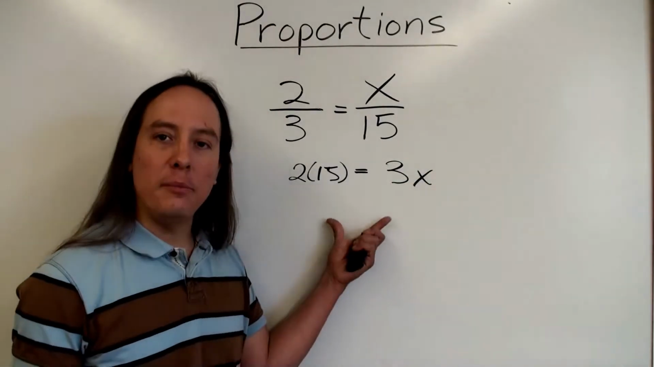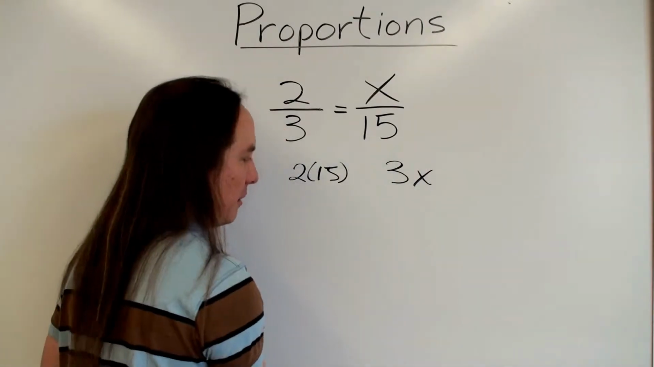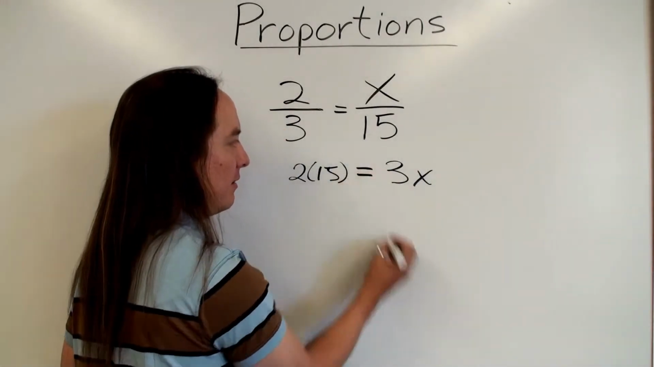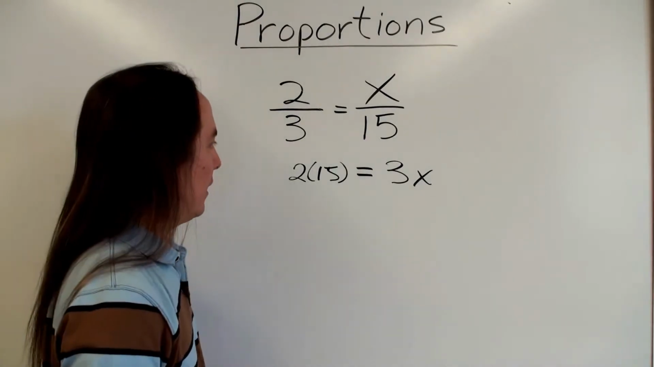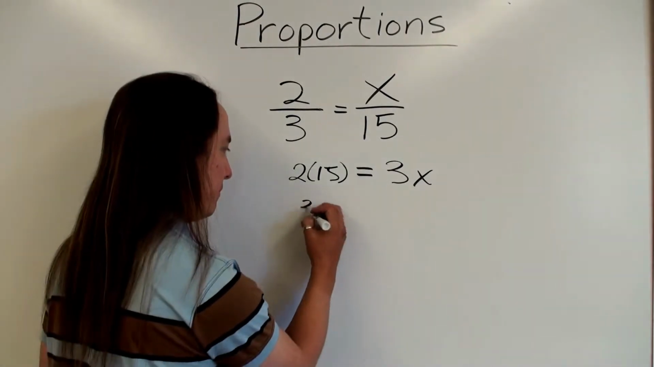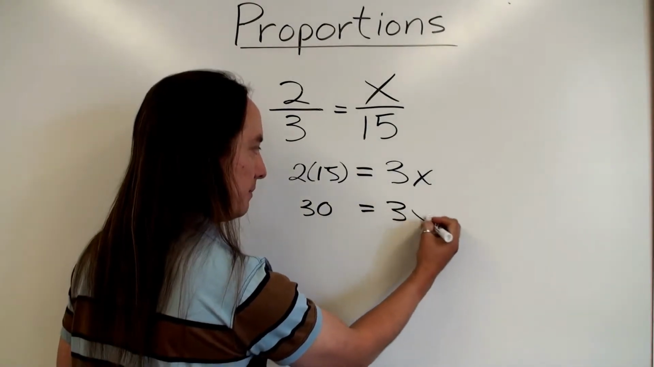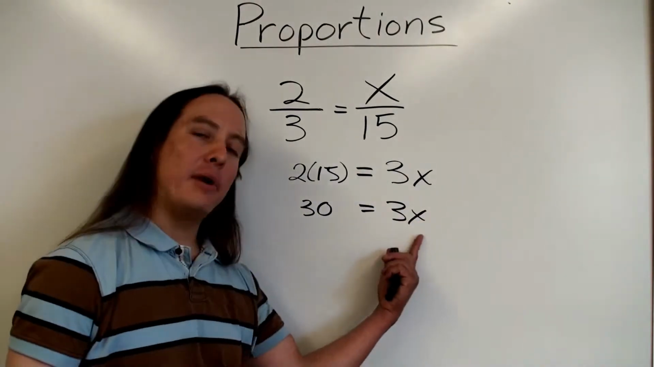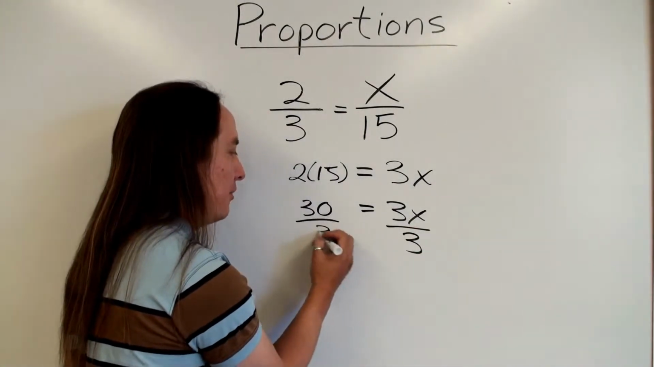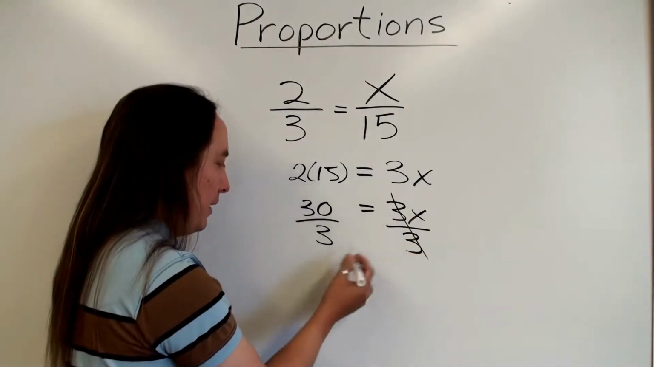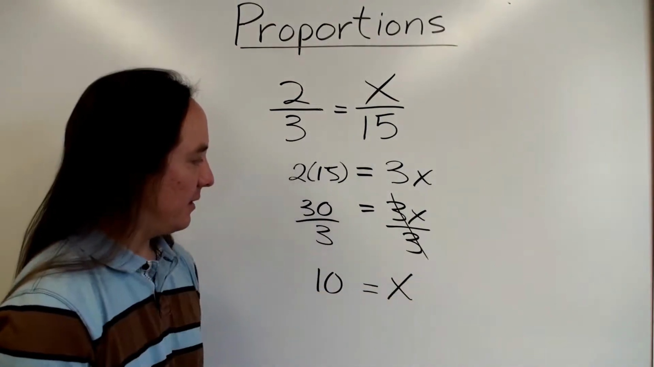And for those of you who are familiar with algebra, you can see that that is an algebraic equation. I'm just going to make my equal sign a little bit more obvious. Okay, it's a simple algebraic equation. Let's go ahead and do it. 2 times 15 is 30. I'll just rewrite the 3x. We separate the 3 from the x with division. So we divide both sides by 3. And that would basically give us 10 is equal to x, or 1x.